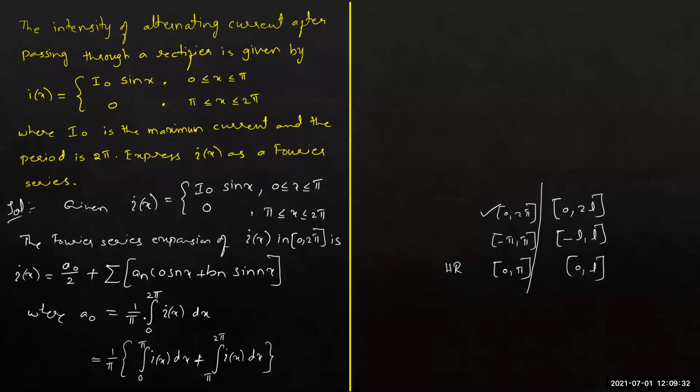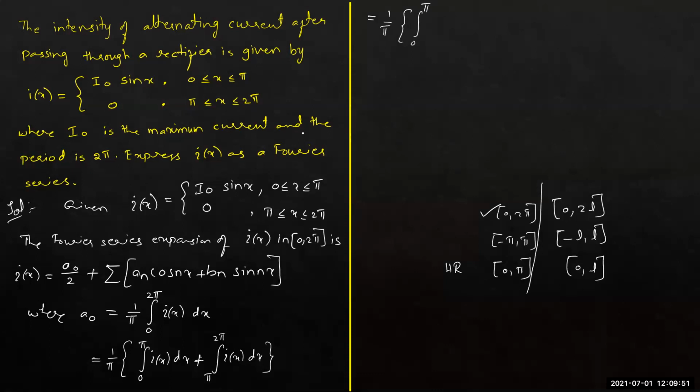We take this integral from 0 to 2 pi as a sum of two integrals like this. Now let us substitute those two functions in those integrals. Then it is equal to 1 by pi into integration from 0 to pi.